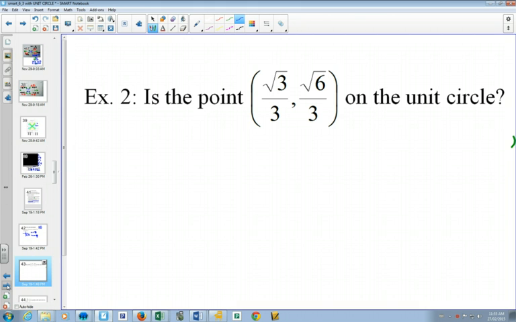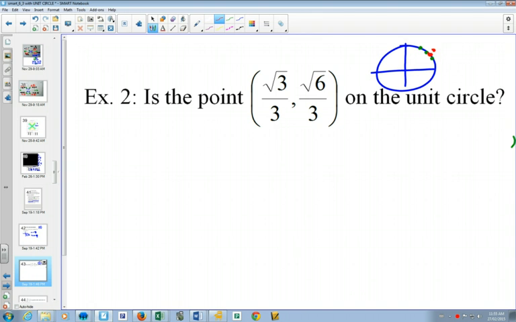But despite the fact that we learned 30, 45, and 60, can you see that those are only 3 points in the first quadrant? That there's an infinite amount of points in that first quadrant that we don't even know the coordinates of. Could it possibly be that root 3 over 3, root 6 over 3 is one of them? Could be, but it could also be that this point just is off by a little bit and isn't part of it.